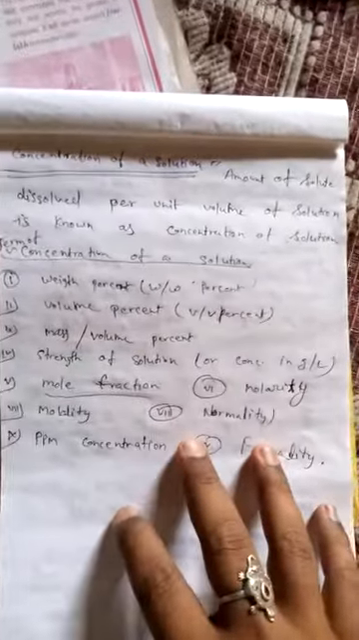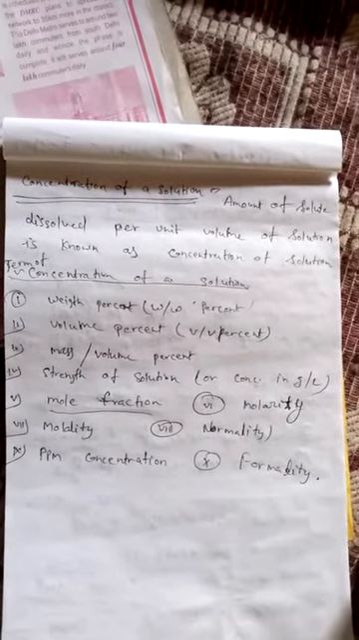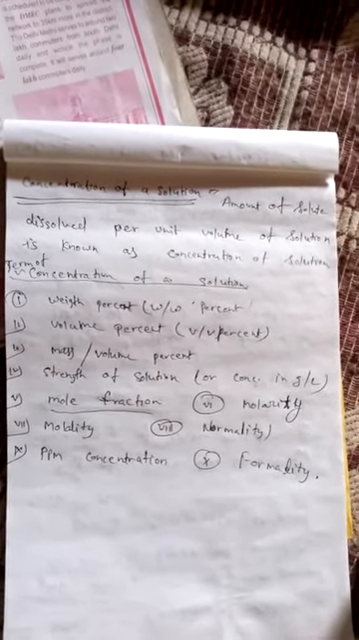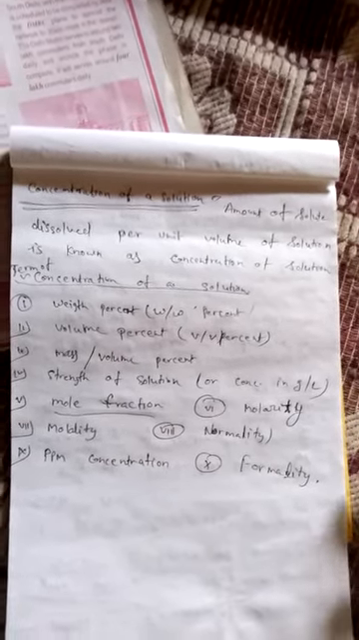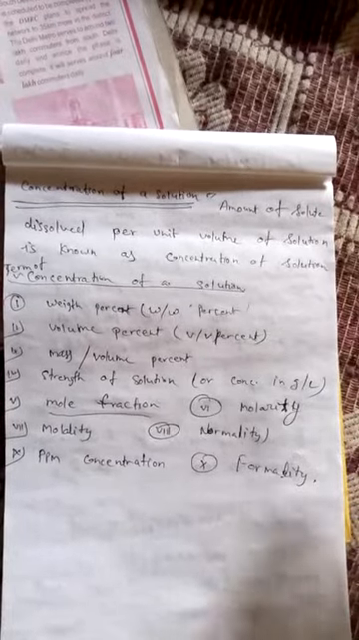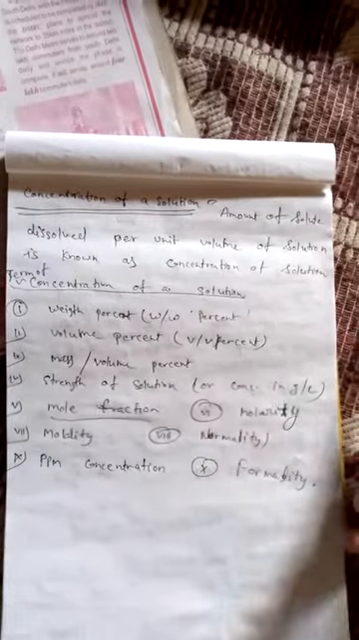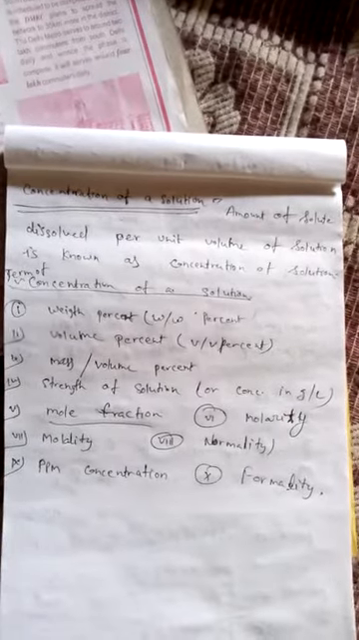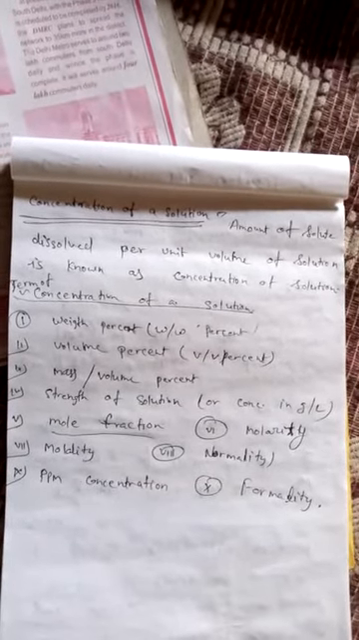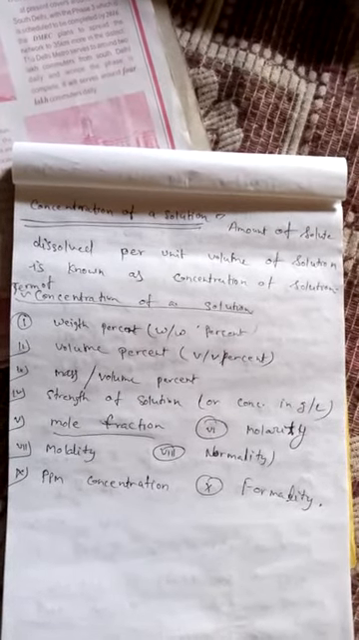Now, concentration of a solution. Dear student, concentration of solution represents the strength or amount of solute in solution. The extent of solute in solution. It is expressed as amount of solute dissolved per unit volume of solution is known as concentration of solution. That is amount of solute which is dissolved in per liter volume of solution is known as concentration of solution.